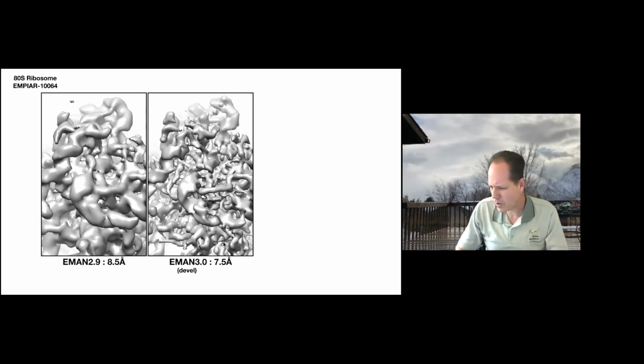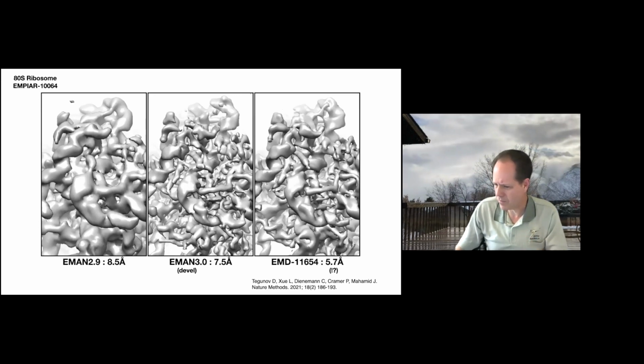Now, this is where things get a little bit iffy, right? Because if you look at Tegunov's paper, he published this EMD-11654 from the exact same data set. And this is the structure he got. And he claimed it was 5.7 angstrom resolution. We're claiming 7.5 angstrom resolution. So clearly there are some issues with how robust resolution estimation is in the subtomogram averaging field in general right now.